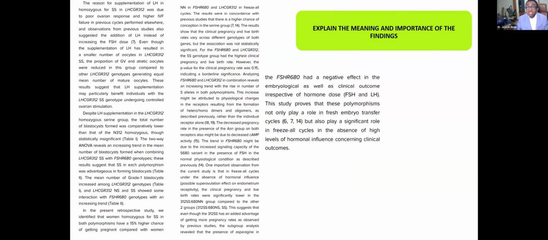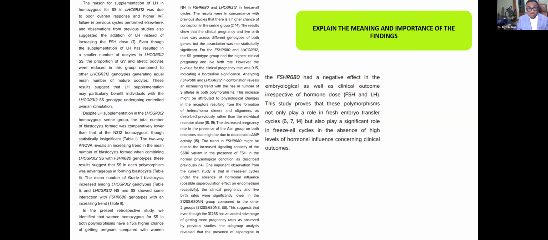Furthermore, after this concise statement, you need to explain very deeply what your results are going to say about your publication. Explain the meaning and importance of the finding. So here I already said something about that.